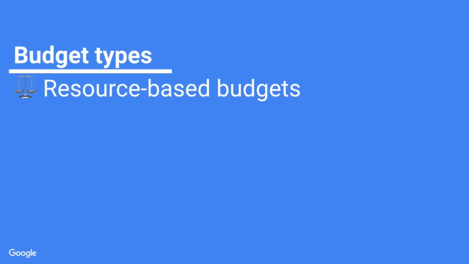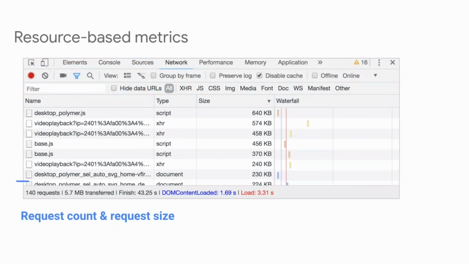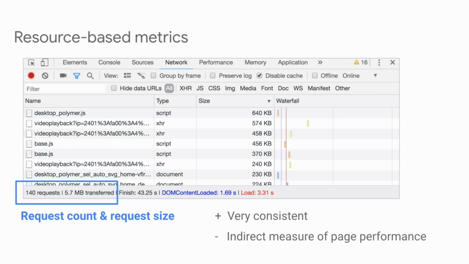The second budget type that you can measure against is resource-based budgets. And this usually means things like the number of requests that get sent, as well as the size of these requests. The nice thing about using resource-based metrics is that they stay very consistent. When you load a page multiple times, you would expect the number of requests that get fired, as well as the total size of the requests that get shipped, always remain the same.